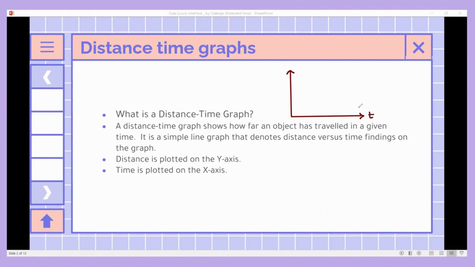So the first thing that we have to do when we are plotting a dt graph is labeling the axis, and normally in the x-axis we label the time, and in the y-axis we label the distance. So here it will be meters and here it will be the seconds. That is the unit.